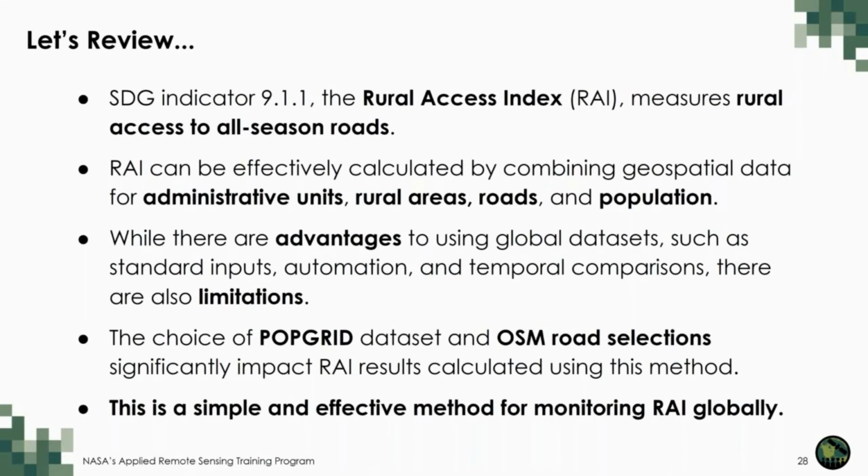Let's review. SDG indicator 9.1.1, the Rural Access Index, or RAI, measures rural access to all-season roads. RAI can be effectively calculated by combining geospatial data for administrative units, rural areas, roads, and population. While there are advantages to using global datasets, such as standard inputs, automation, and temporal comparisons, there are also limitations. The choice of POPGRID dataset and OSM road selections significantly impact RAI results calculated using this method. But ultimately, this is a simple and effective method for monitoring RAI globally.